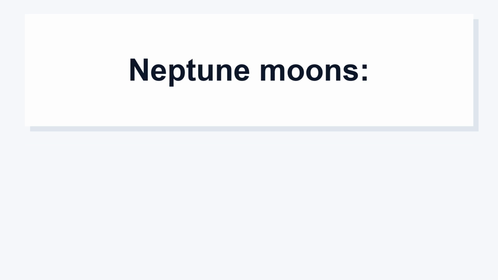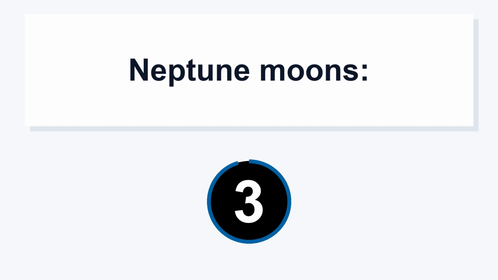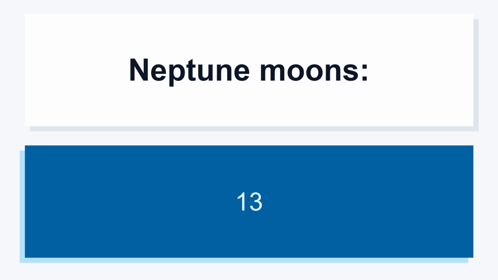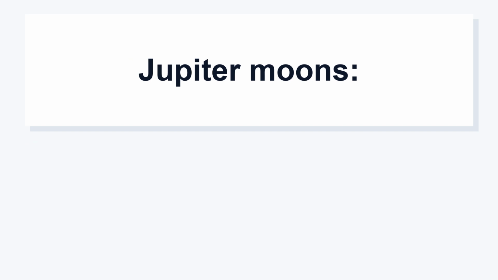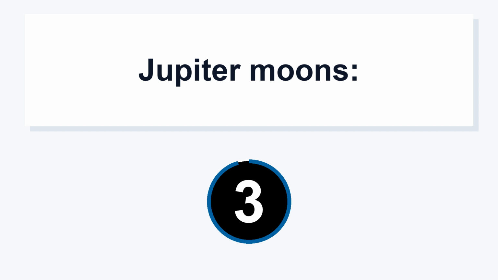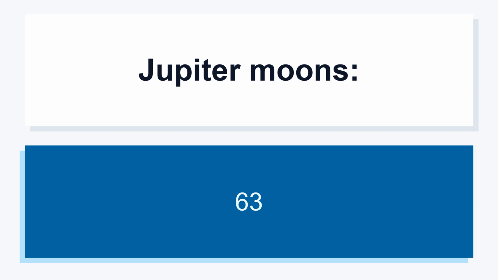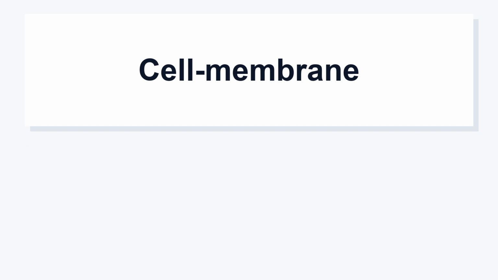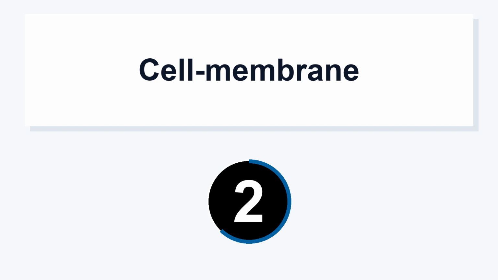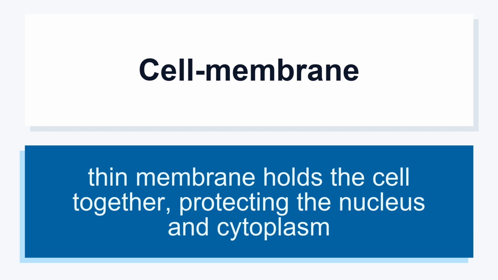Neptune moons: 13. Jupiter moons: 63. Cell membrane: a thin membrane that holds the cell together, protecting the nucleus and cytoplasm.